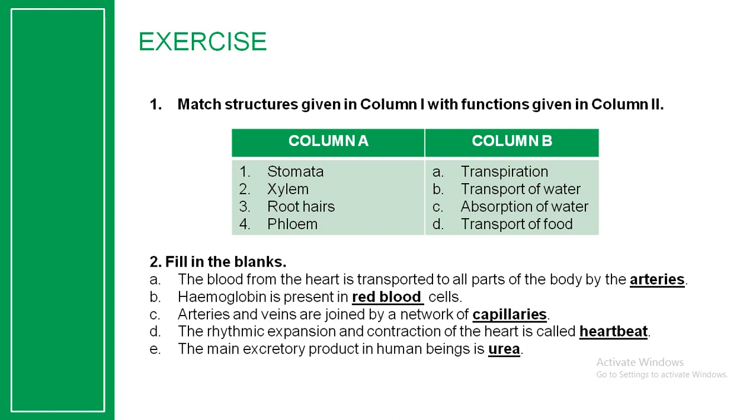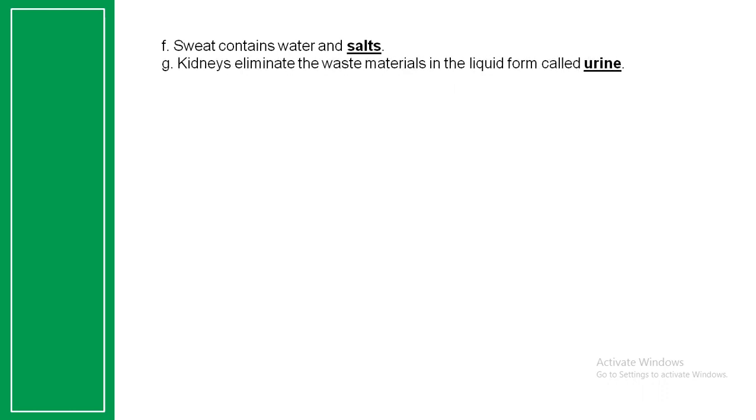Next one is the main excretory product in human beings is urea. 95% water is there, 2.5% other wastes are there, and the most important excretory product of urine is nothing but urea. Next one is sweat consists of water and salt, also waste too. Next one is kidneys eliminate the waste material in the liquid form called urine.